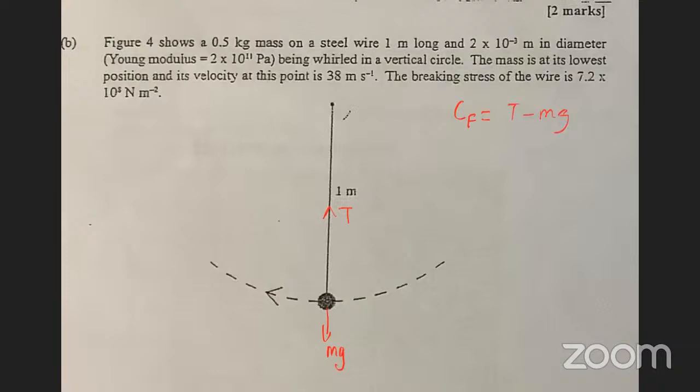Okay? So part 1 is to draw the forces. Part 2, at the lowest point, find tension. Then stress, extension, and so on. Listen again to what they asked for. At the lowest point: part A, find the tension. Part B, find the stress. And part C, find the extension.